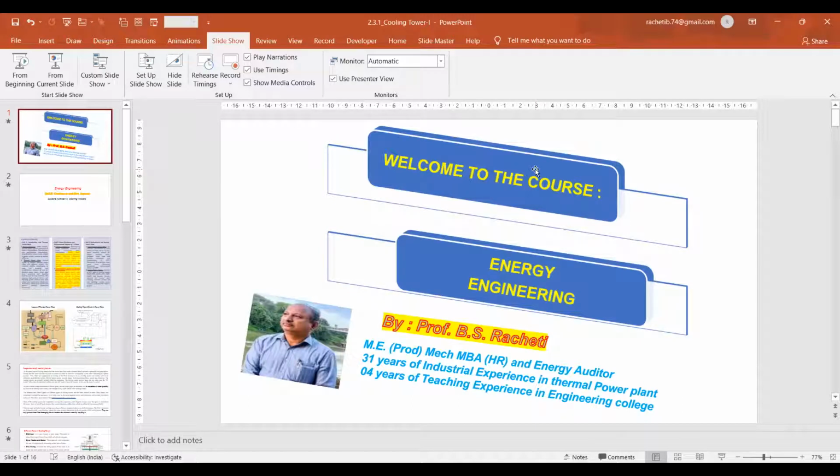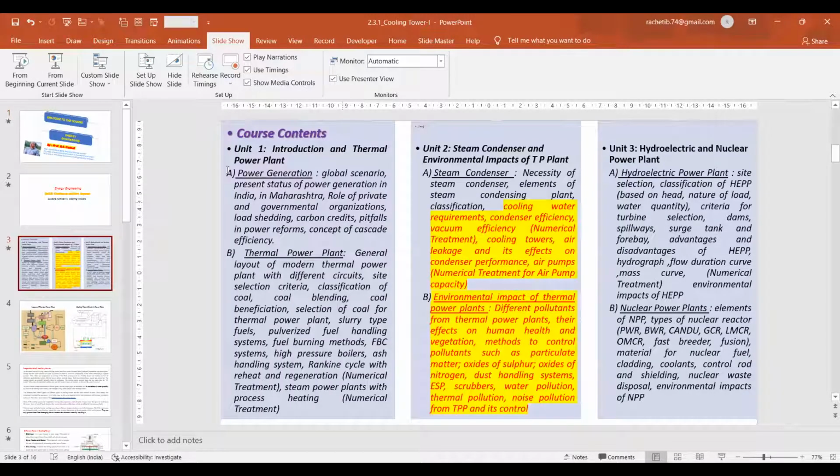Start with the energy engineering subject. Unit number 2. We have now come to the last page of unit 2, with lecture number 6 on cooling towers.